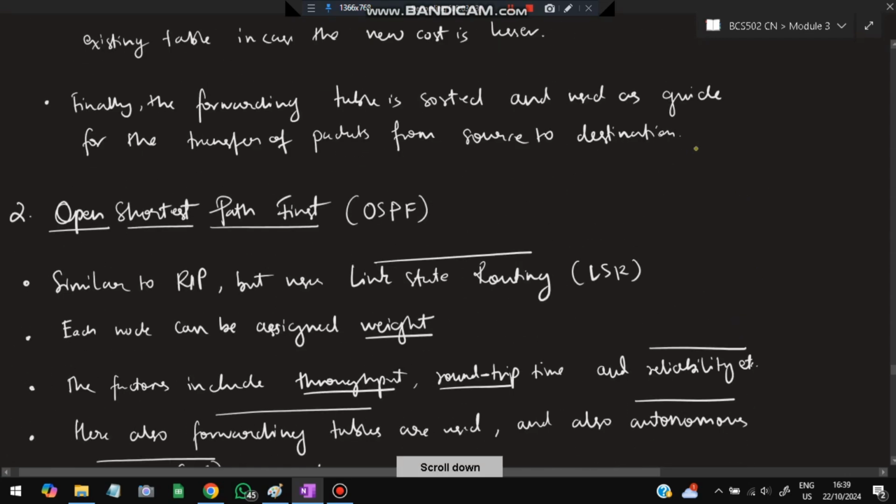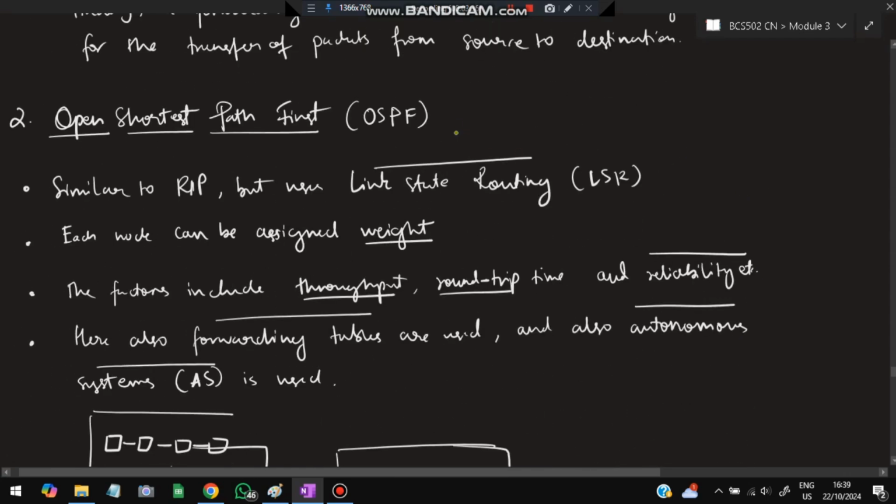Okay, next is the open shortest path first, OSPF. It is similar to the RIP, but here we will be using the link state routing. There we used what? Distance vector routing. Here we use the link state routing, which is the second one, second algorithm. Each node can be assigned weight. There can be weights assigned to it, so that every node will be having some weight. Now, what is weight? Weight includes the factors which decide the weight of the node: throughput, how much output you are getting, the round trip time, what is the total time taken, and the reliability. Is it reliable or not?